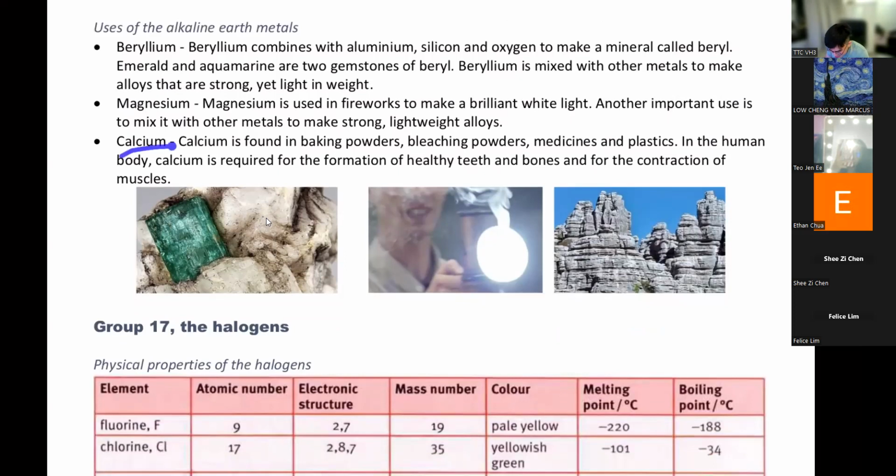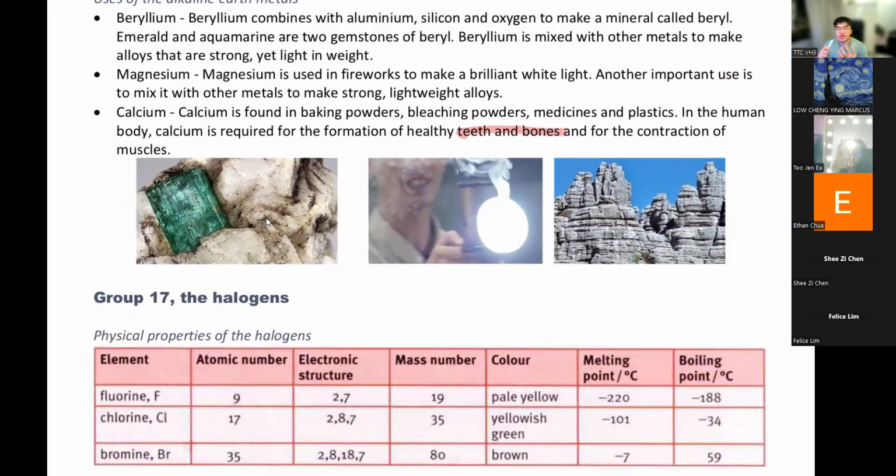All right, so calcium is found in baking powder, bleaching powder, everywhere. Guys, your teeth are made from calcium. Calcium is required for formation of healthy teeth and bones and for the contraction of muscle, but mostly for teeth and bones. Your nails are calcium. Even the rhino's horn is calcium.